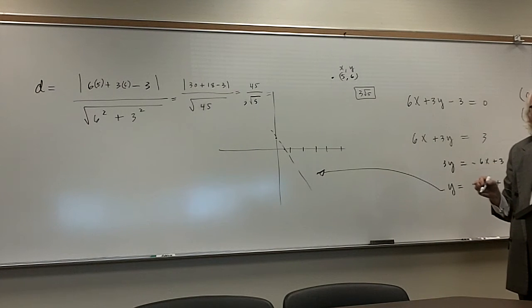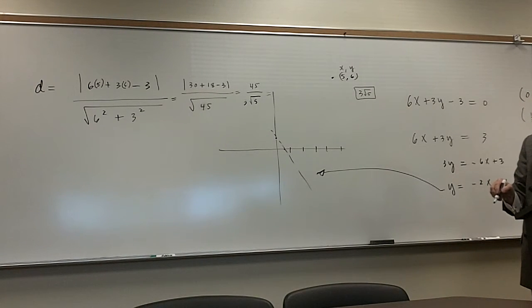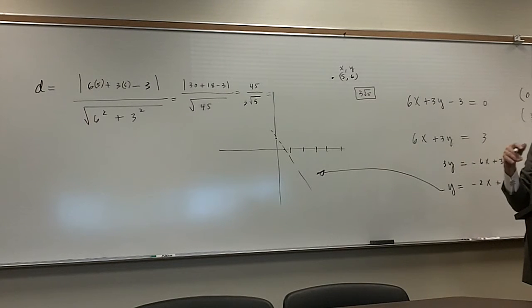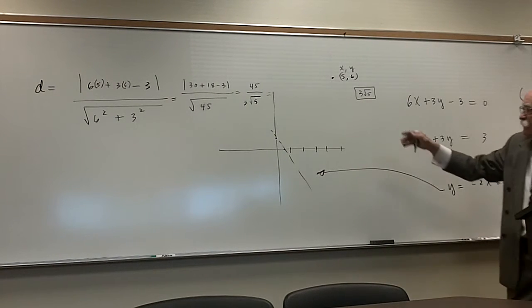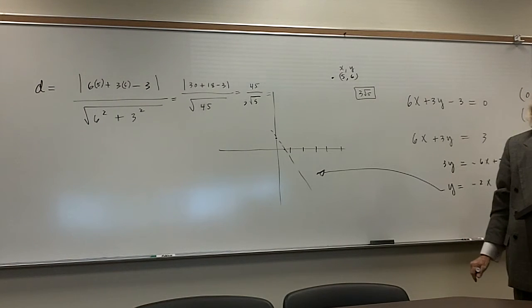But what about if they ask you this question? Write the equation of that line. I don't want to know the distance anymore. I'm tired of talking about the distance. I want to know the equation of the line from that point down to this line. How do we get that?